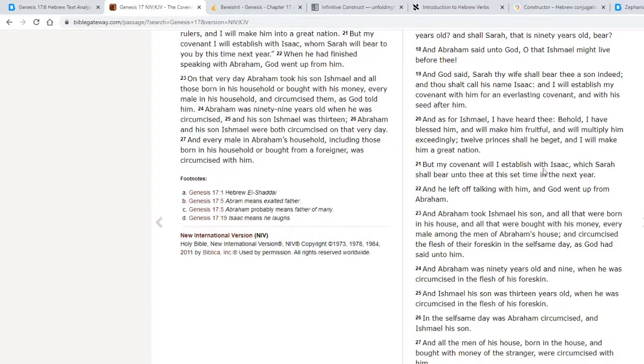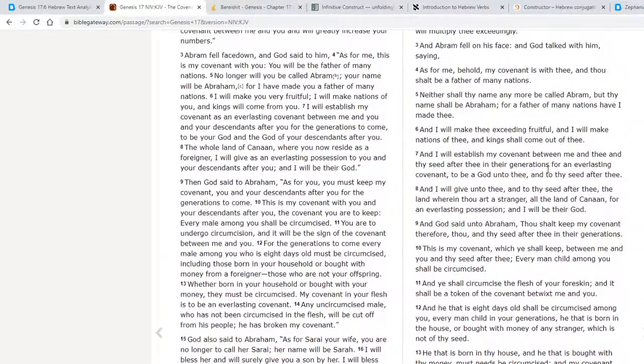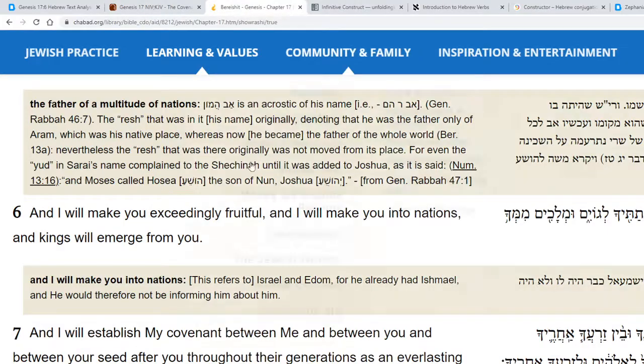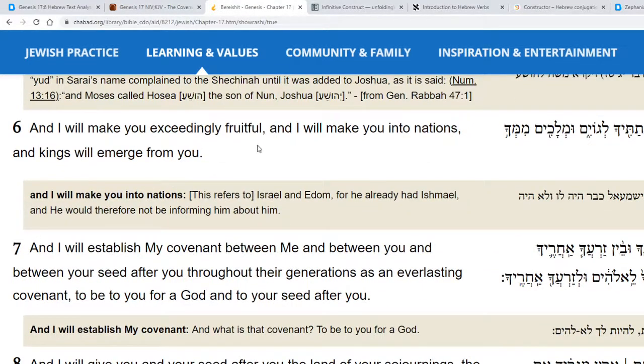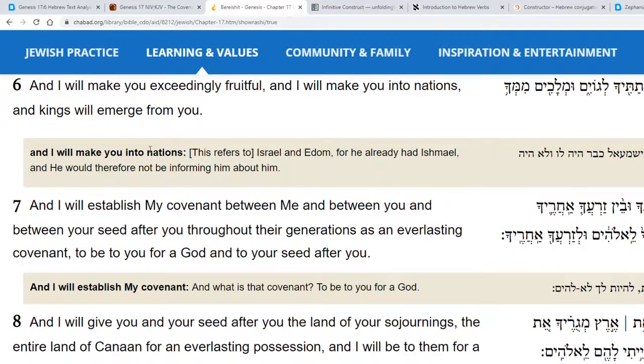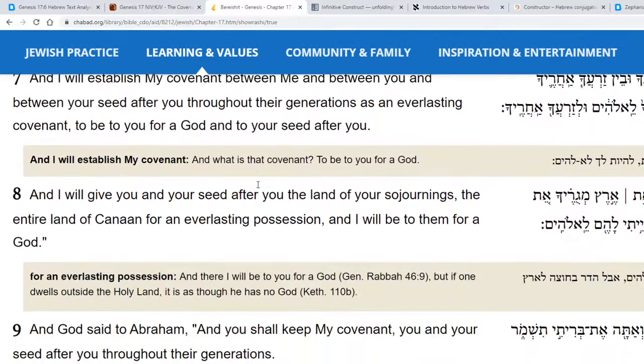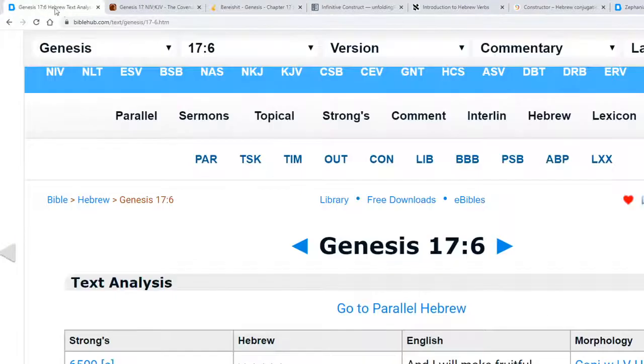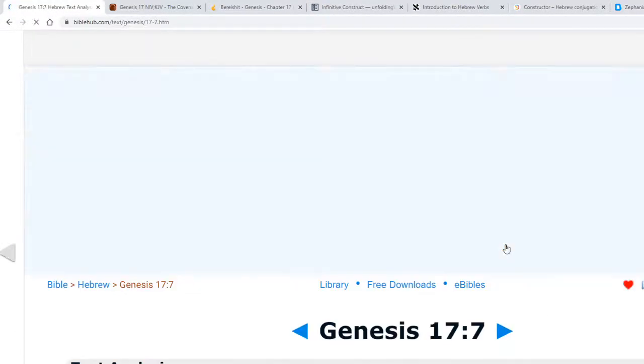Let's look at King James, verse 6. And I will make thee exceedingly fruitful, and I will make nations of thee, and kings shall come out of thee. Okay. NIV: And I will make you very fruitful. I will make nations of you, and kings will come from you. Okay. And I will make you exceedingly fruitful, and I will make you into nations, and kings will emerge from you. And you can read the Rashis if you like. Okay.